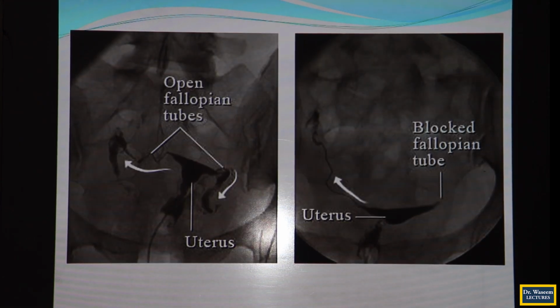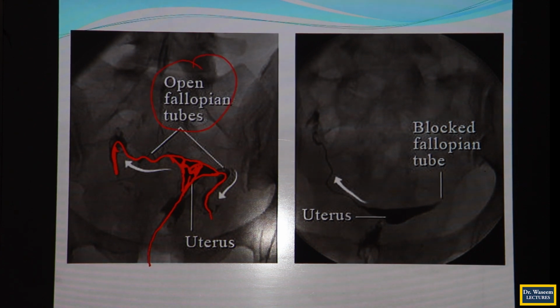You see in this condition, this dye has been put here. In the uterus, you see the lumen of the cavity of the uterus, and on both sides the dye is going into the fallopian tubes, which means both the fallopian tubes are intact. So, these are open fallopian tubes. But on this side in this diagram, the uterine cavity is there, meaning it is patent. On one side the fallopian tube's lumen can be shown, on the other side some part of the fallopian tube lumen can be shown, but the remaining is blocked. I mean this is a blocked fallopian tube on the left side. This is called hysterosalpingography.